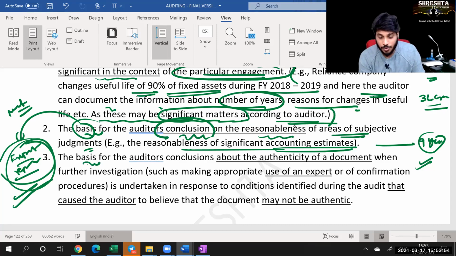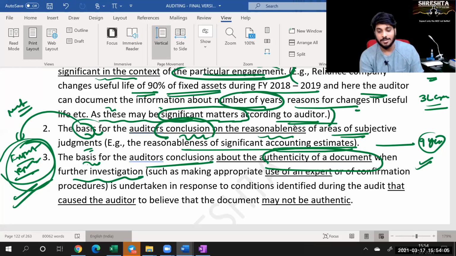What is the basis for the auditor's conclusion about the authenticity of a document? You got an expert report, and you investigated further. So you need to look at the authenticity of the document. Whatever information the documents contain, you need to look into its authenticity, and you need to document that conclusion on how authentic it is.